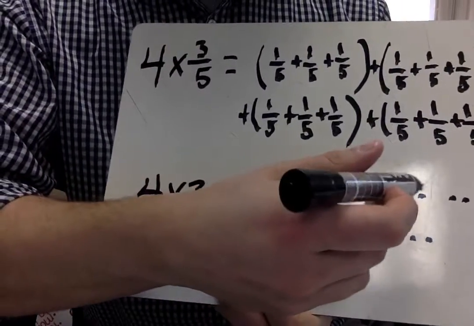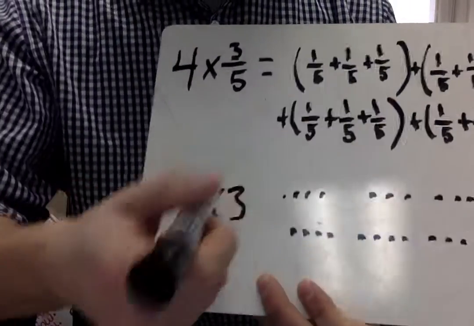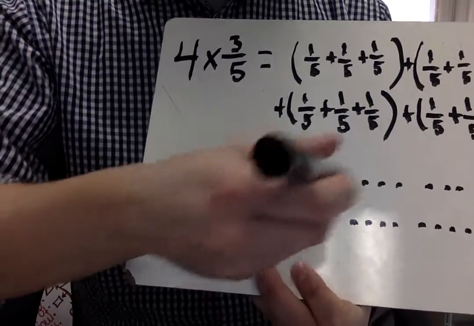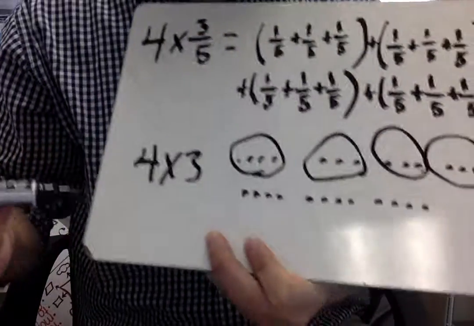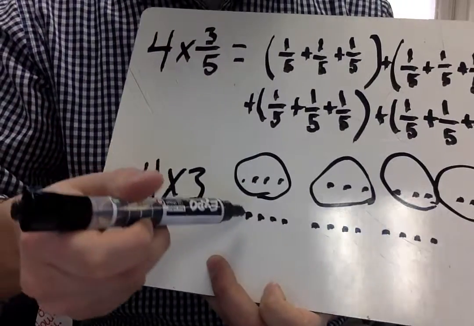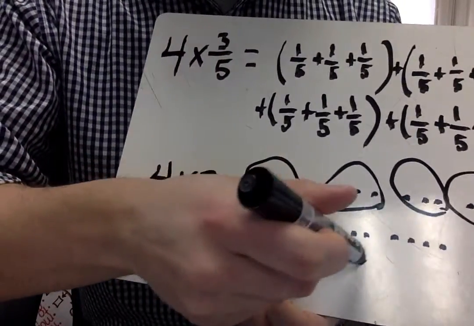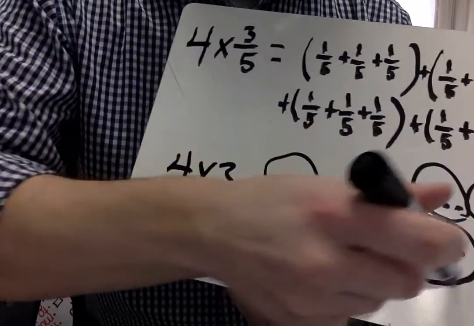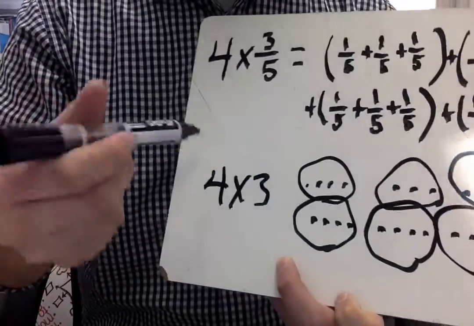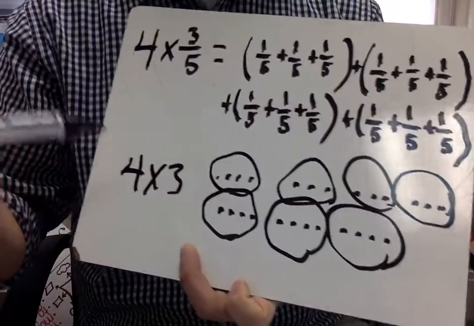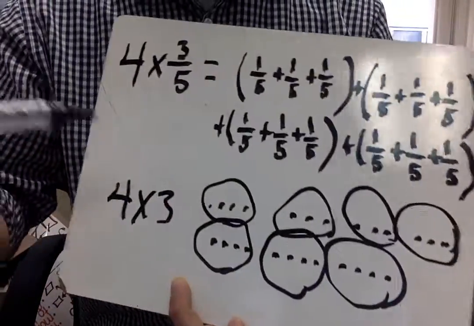For example, if we were doing 4 multiplied by 3, in this top example we have 4 groups of 3, and that has 3, 6, 9, 12 as our answer. Or we could have 3 groups of 4: 4, 8, 12. So we're using our factors and getting the same answer even though our groupings are different. And we can do the same with fractions.